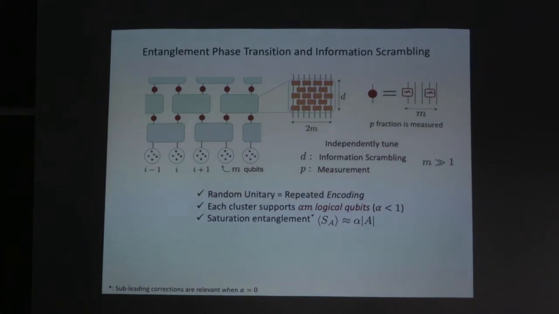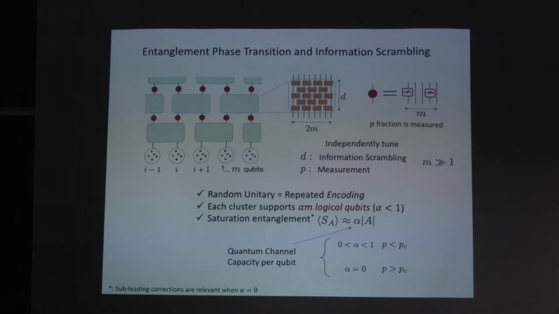And whenever this alpha is not equal to zero, this entire system will develop long-range entanglement that's supported on this logical bit of information. So the phase transition between the volume law scaling versus the area law scaling of entanglement is essentially the scaling phase transition in this alpha, the quantum channel capacity per site, per qubit.